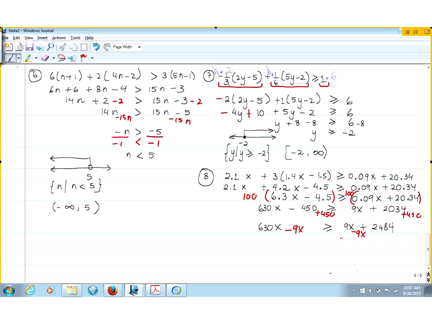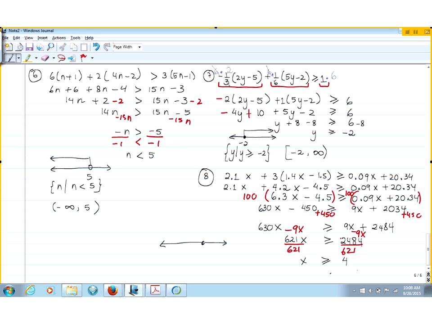Do I switch the sign? No, I'm subtracting. So no. So this is 621x is greater than or equal to 2484. Then divide both sides by 621. Are we switching the sign? No, why not? We are dividing by positive, not negative. So x is greater than or equal to 4.